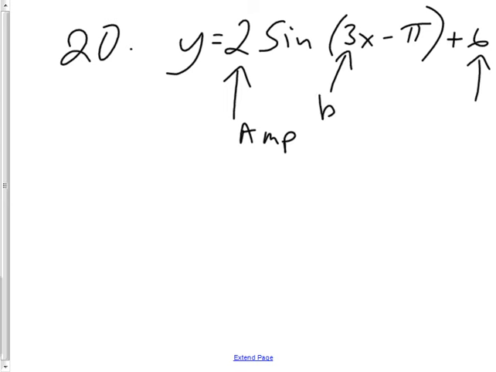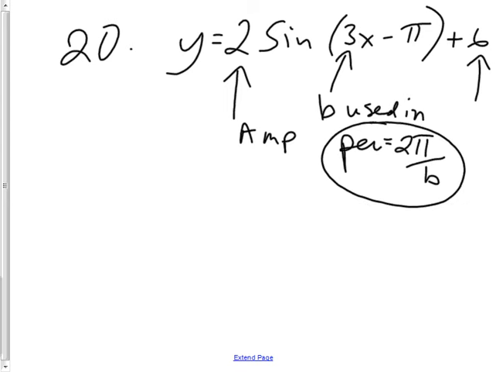And do you remember this part right here? That's the B term. And when is that ever used? That B term is used in the period equals 2 pi over B formula. You remember that? You always start with a period of 2 pi if it's sine or cosine. Don't forget tangent has a period of pi. But the period is 2 pi over B is another important formula. If you're making a list of things that should probably go in your notes, that'd be smart.